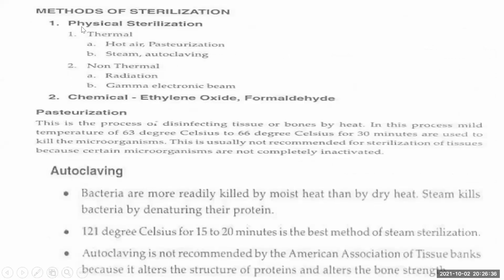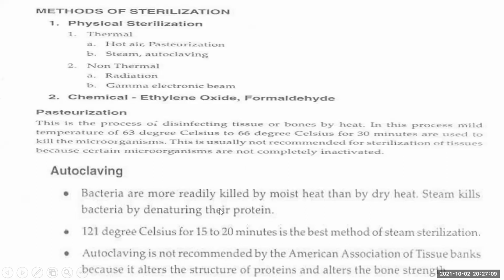Now, methods of sterilization. Physical, either thermal, hot air or pasteurization, or steam autoclaving; non-thermal, radiation and gamma electron. Chemical, using ethylene oxide or formaldehyde. Pasteurization is the process of disinfecting tissue or bones by heating. In this process, a mild temperature of 63 to 66 degrees is used for 30 minutes to kill the microorganisms. This is usually not recommended for sterilization of tissues because microorganisms are not completely inactivated.